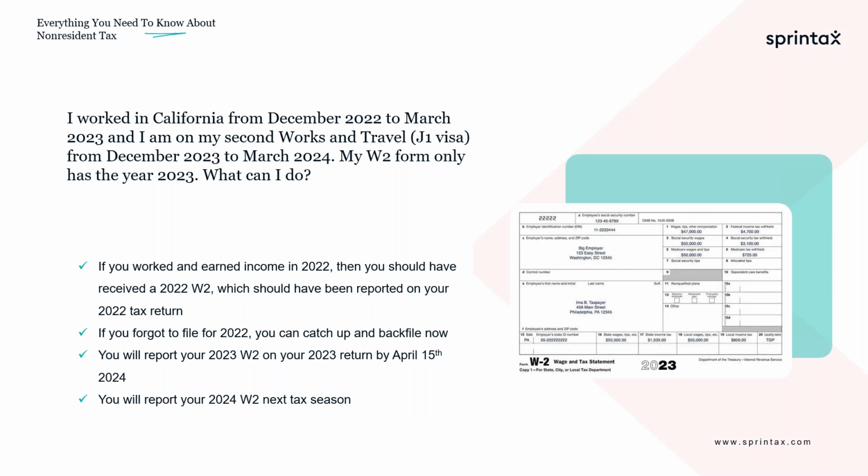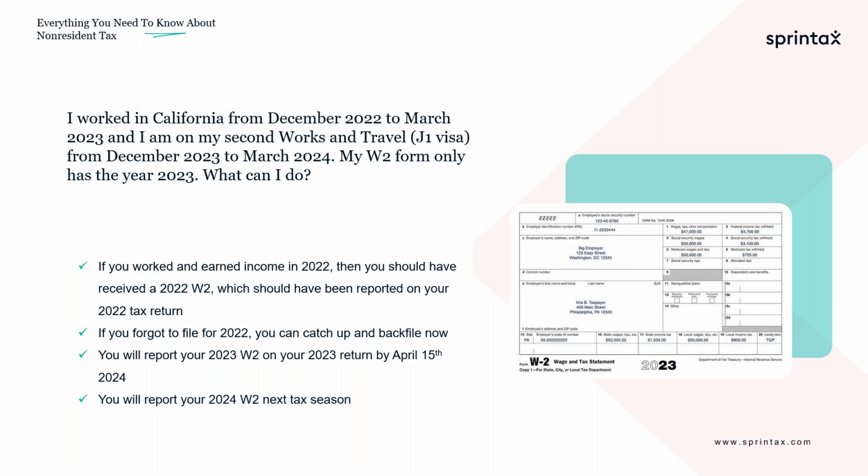The next question is another one from a J1 video that we have, non-resident US tax overview for J1 participants. And it states, I worked in California from December 2022 to March 2023, and I'm on my second work and travel J1 visa from December 2023 to March 2024. My W-2 only has the year 2023. What can I do?